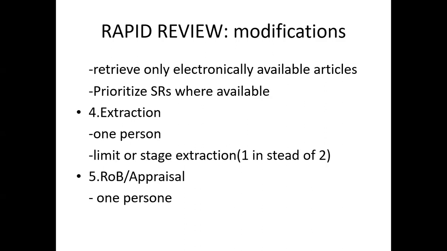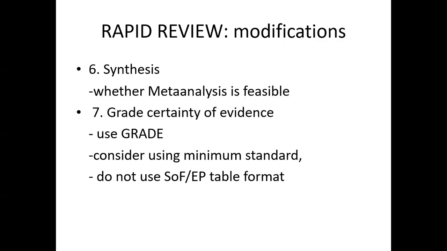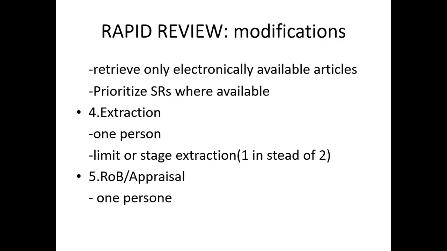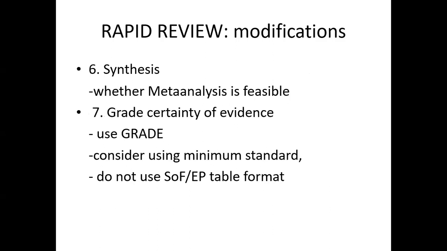Normally you need at least 2 people to do the extraction of the data so that they can discuss if there are contradictions, compromise, and find a common ground. But here for a rapid review, just use 1 person. Then for risk of bias, you also just use 1 person. Synthesis, I've already said.